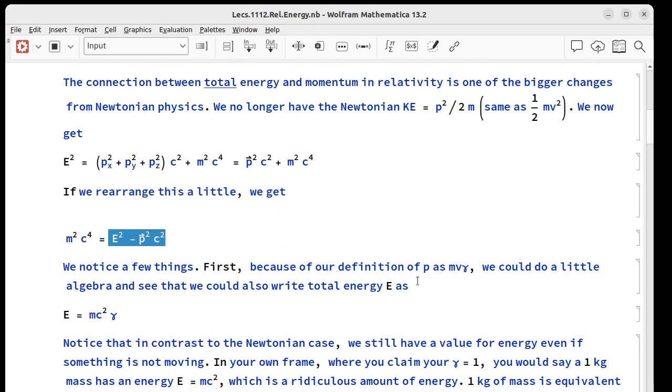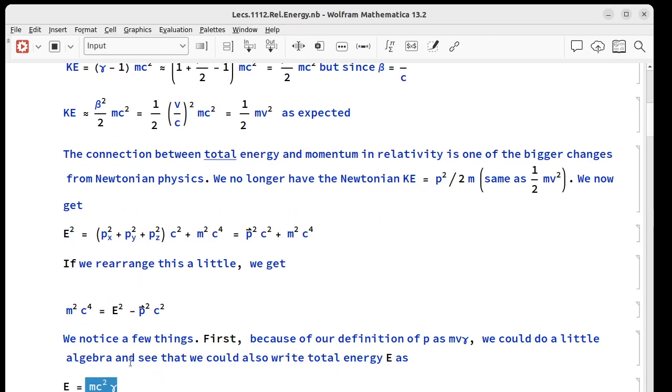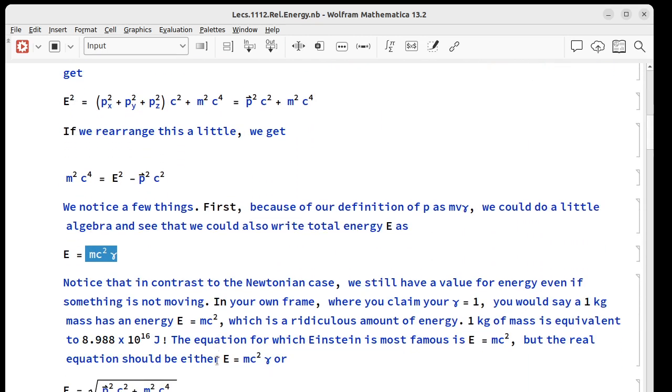Now, because we defined p as m v gamma, we could do some algebra and say that the total energy E is mc squared times gamma. Remember, kinetic energy was gamma minus 1 times mc squared. The big difference here, compared to the Newtonian case, is that you still have a value for energy even if something is not moving. So in your own frame, where gamma equals 1, I would say I have no kinetic energy, but you still have energy present, and that's the rest mass energy. So that's E equals mc squared.